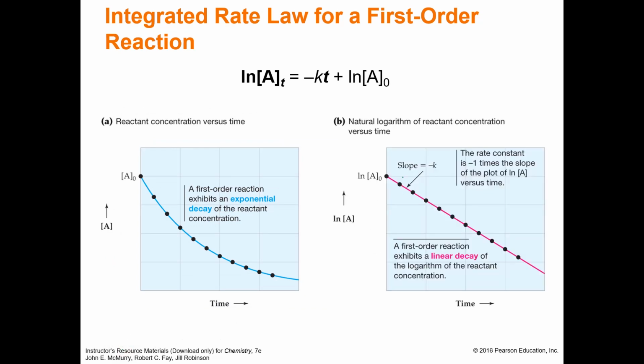So even though it means we have to take the natural logarithm here, we do that because now our slope is equal to the negative of our rate constant, and this y-intercept here is the natural log of our original concentration.